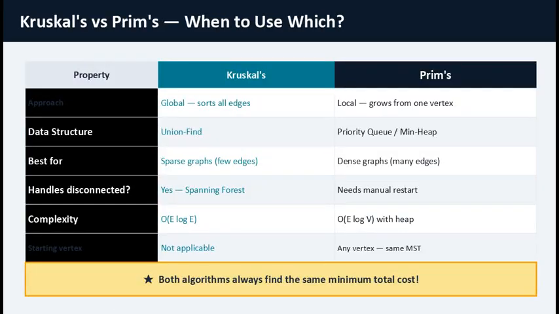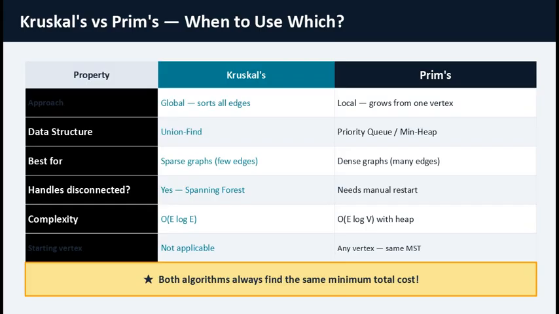Now that we've seen both algorithms in action, when should you prefer one over the other? Kruskal takes a global approach, sorts all edges up front, and uses union-find. It shines on sparse graphs where edges are few and far between. Its complexity is O(E log E).